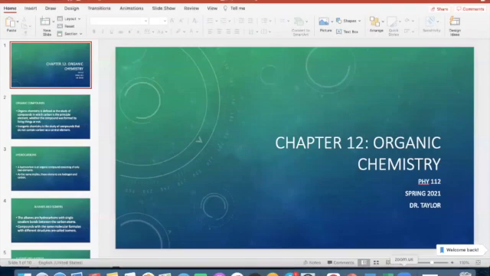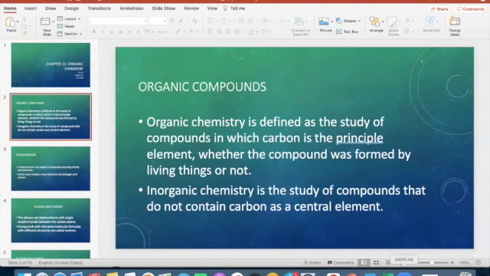All right, so chapter 12 is on organic chemistry. Organic chemistry is the study of compounds in which carbon is the principal element. So compounds formed by either living or non-living things that contain carbon is what we call organic chemistry. So organic chemistry is a carbon-based science. Inorganic chemistry is the study of compounds that don't contain carbon as the central element. Right? So organic is carbon-based, inorganic is not carbon-based.